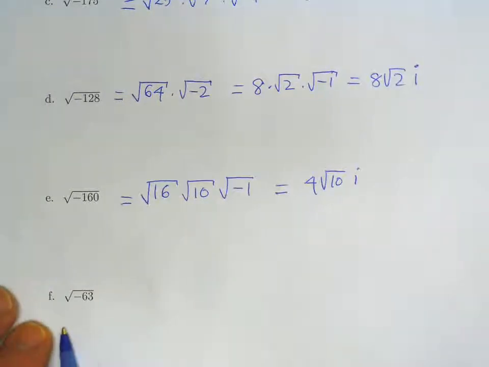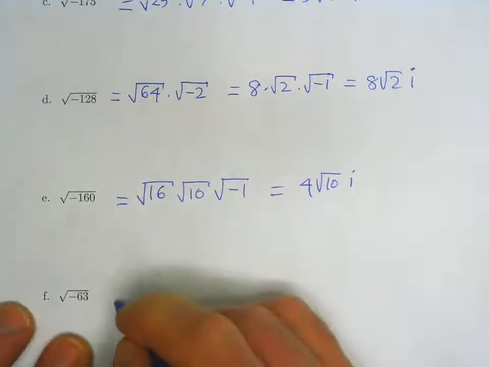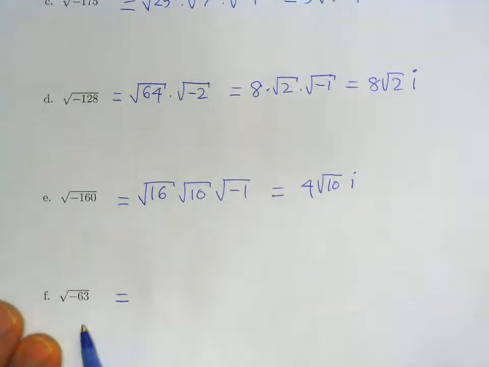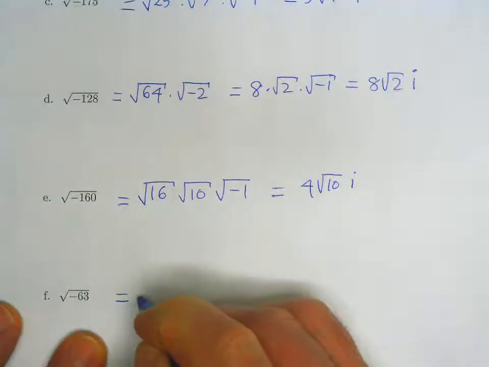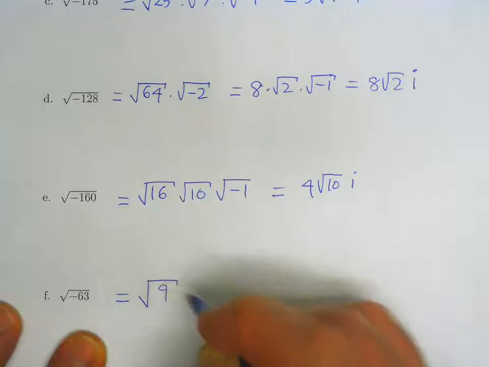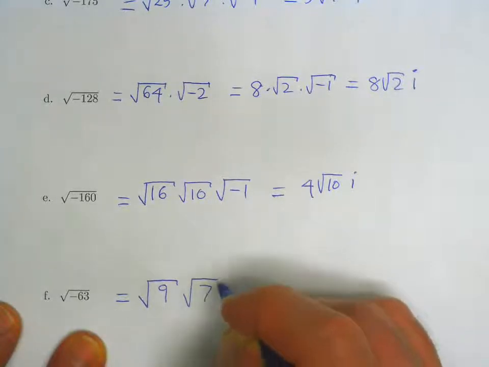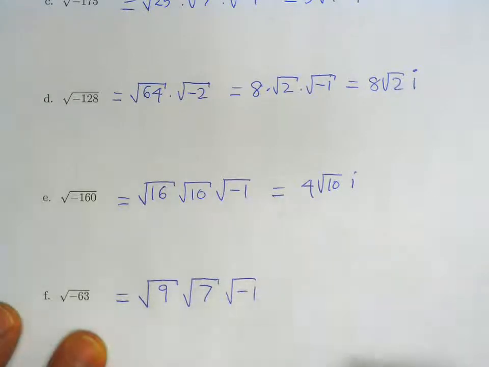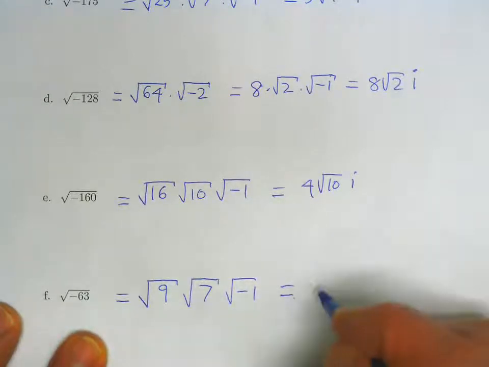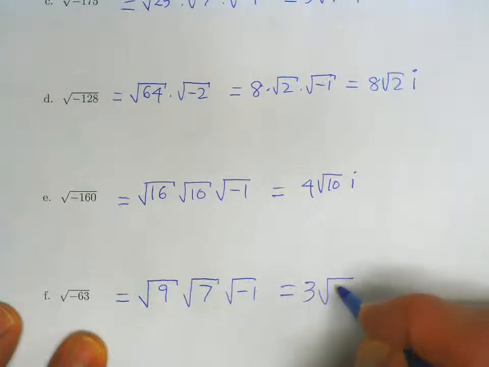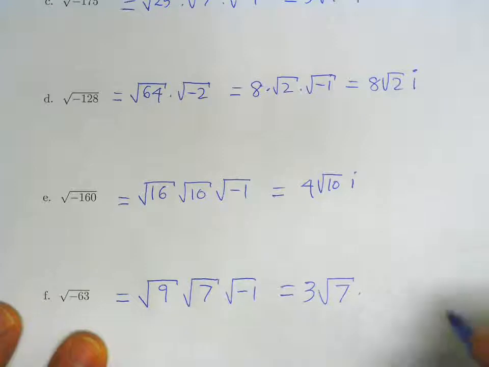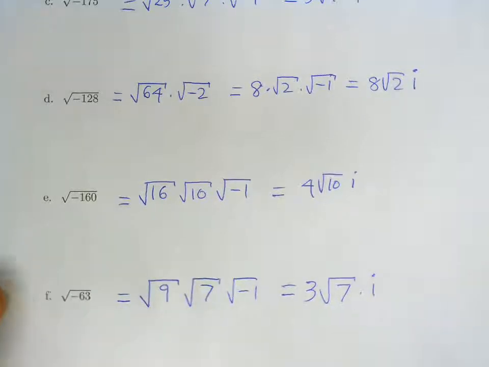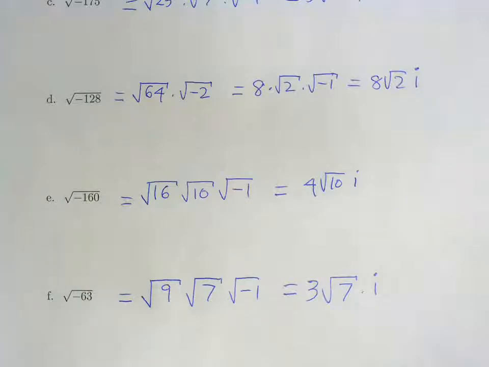Here, the last one on this page, the square root of negative 63. 9 is a perfect square, and 9 times negative 7 is negative 63. So write this as the square root of 9 times the square root of 7 times the square root of negative 1. And then the square root of 9 is 3. We multiply 3 times the square root of 7, and then replace the square root of negative 1 with i. So we saw a sample of the problems that will be on Friday's test.